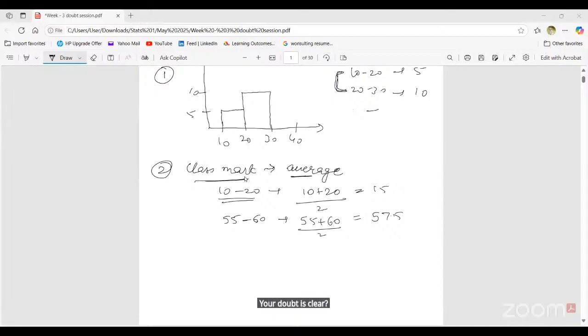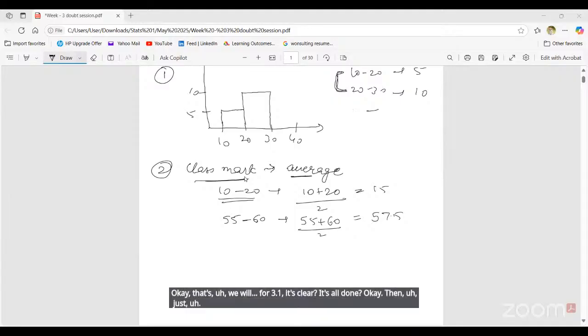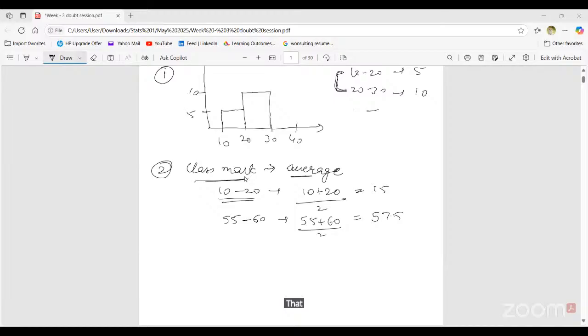Ma'am, I have a doubt in 3.2. Okay, for 3.1 it's clear? Yes, ma'am. It's all done? Okay. Yes. Then just put down your hand. Okay, now the next one. No, I don't have a doubt in this week.